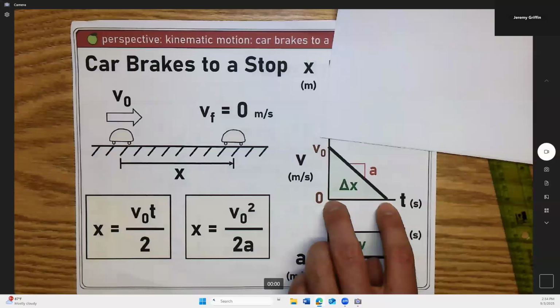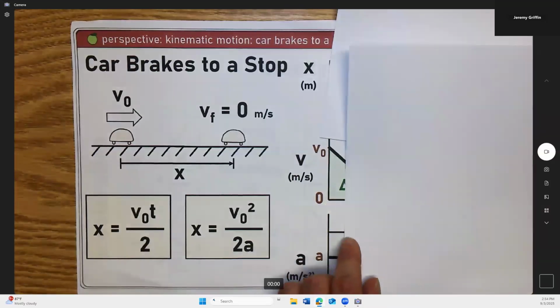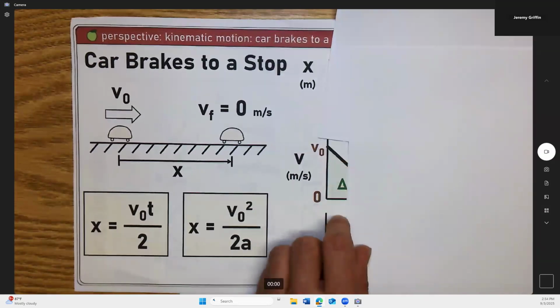What if this takes 3 seconds? Guys, imagine it takes 1, 2, 3 seconds to come to a stop. So during the first second, look at the size of that trapezoid. Is that a pretty big trapezoid? During the first second, that means the car moved a long way.